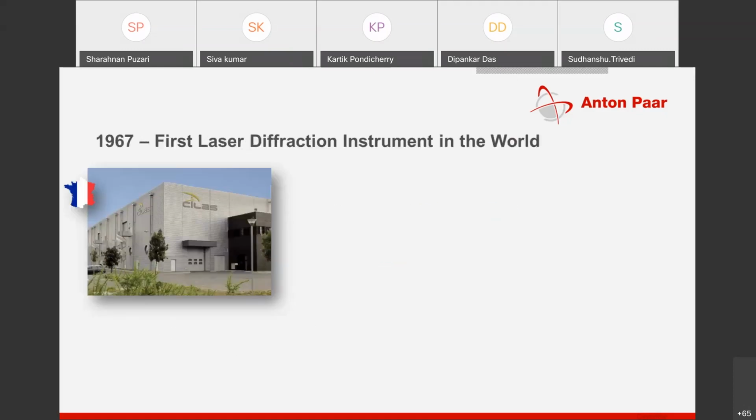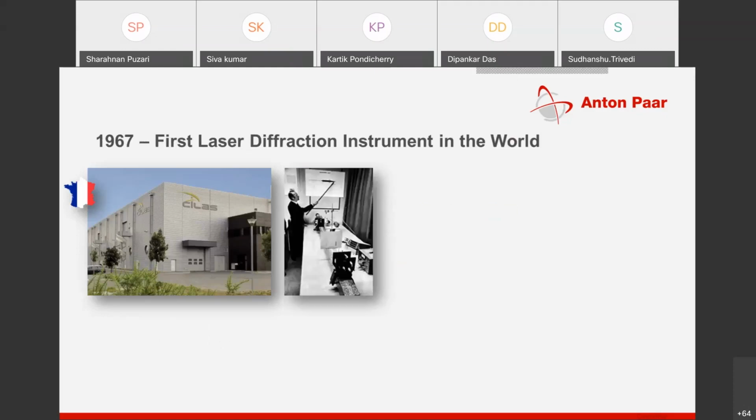Now, I will give you a little history about the product that we are promoting, the particle size analyzer. Earlier, this was the world's first particle size analyzer, developed by a company called Cilas. This Cilas is the first particle size analyzer that you are looking at. It was developed in 1967. It's the first particle size analyzer of the world.